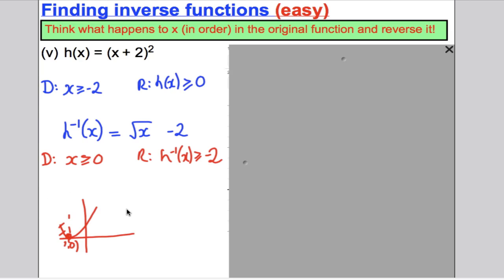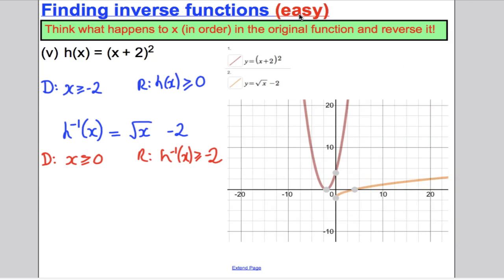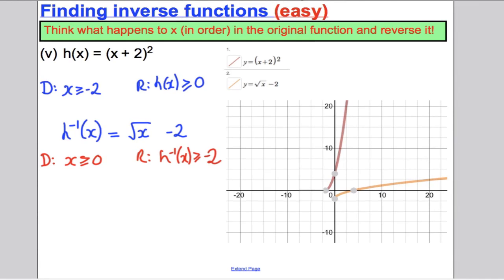And again, let's just have a look at these graphs here. As I said before, we have to restrict that function, so the domain of that function, so x is bigger than or equal to minus 2, and we would so get the following original function restricted and the inverse function h to the minus 1 as such.